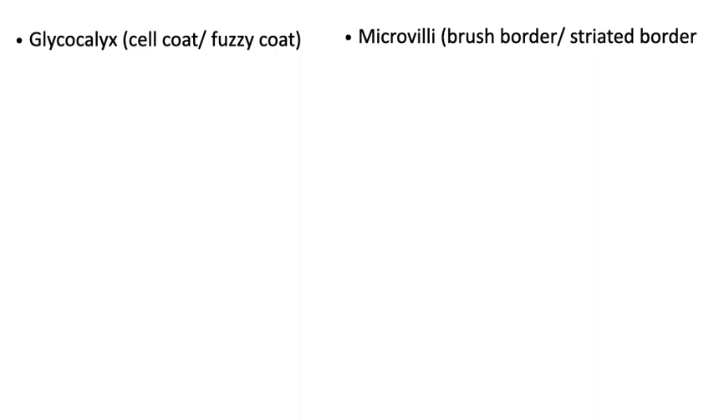Then there is microvilli. Microvilli is brush border. Microvilli are minute finger-like projections of the plasma membrane. They increase the surface area for absorption. So, this is also seen in intestine. It is said that they also participate in digestion of carbohydrates.